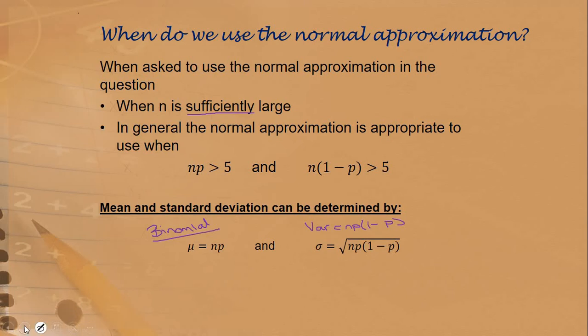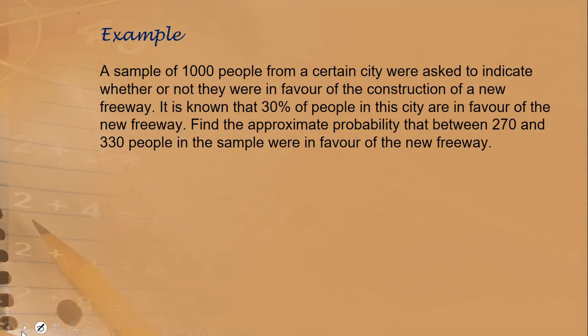So let's look at an example. A sample of 1,000 people from a certain city were asked to indicate whether or not they were in favour of the construction of a new freeway. It is known that 30% of people are in favour of this new freeway, so p is equal to 0.3. We want to find the approximate probability, so we're using the approximation. We have a sample of 1,000 people, n equals 1,000, and we want to find the approximate probability that between 270 and 330 people were in favour.